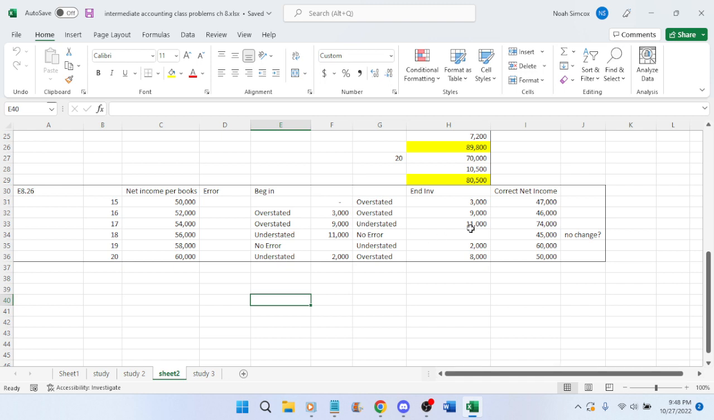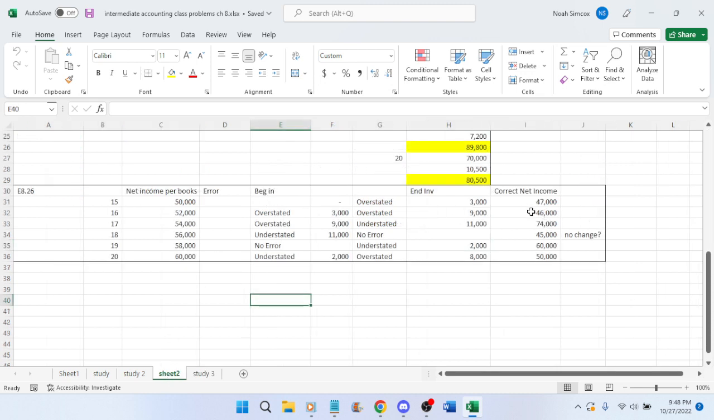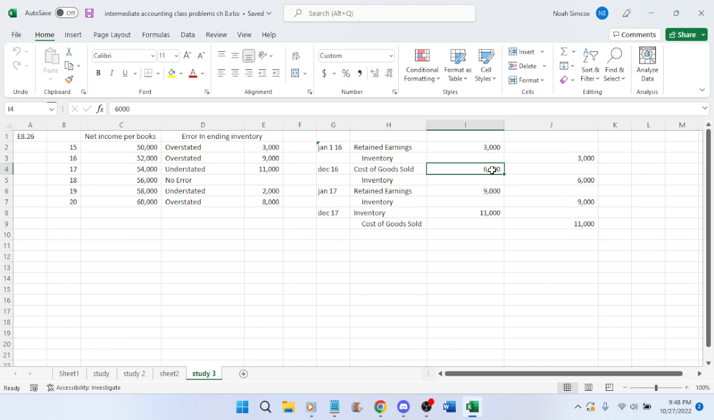Wait, what? No, it's not. Wait, no. That's not how it works. I ended up with a 6,000 difference here because of this minus this. Here I ended up with the 20,000 difference because this plus this. Here I ended up with the 9,000 minus 3,000 is 6,000. The 6,000 is here. Next year, 2017. Why is this 11,000? That is what I don't get.